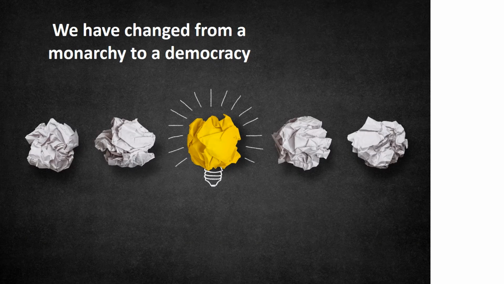So just to recap on some of our previous learning. What we looked at in our last lesson was this idea that we've changed from a monarchy, remember, where you just have a king or queen in charge, to a democracy. So a democracy is where people have certain freedoms, and one of those freedoms is the freedom to vote.